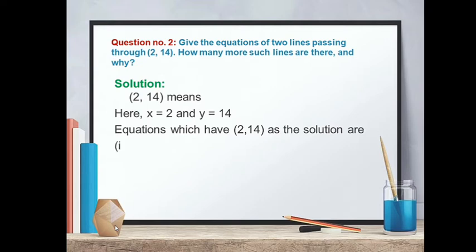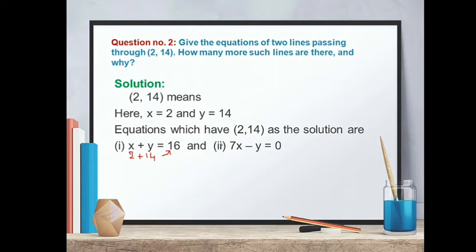So the first equation is x plus y equals 16, and the second equation is 7x minus y equals 0. Is it possible to have it? Yes, it is possible. You can take any other equation also if it is possible. Here x equals 2 and y equals 14. So in place of x I keep 2, and in place of y I keep 14, then 2 plus 14 is equal to 16.